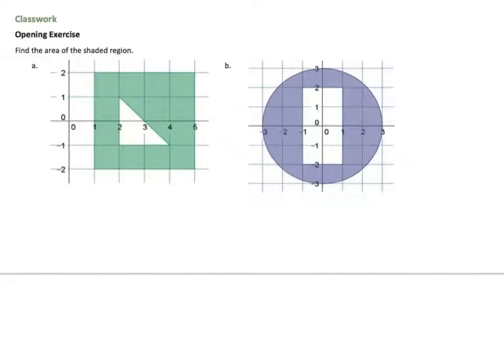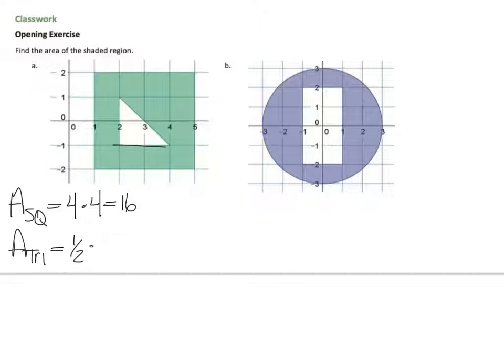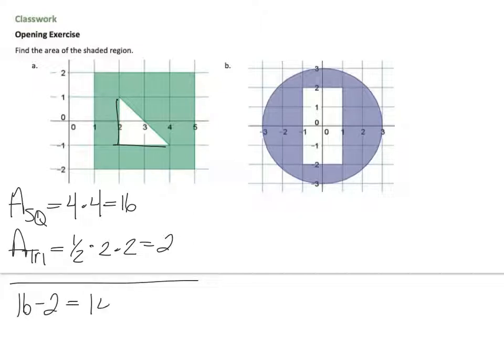Find the area of the shaded region. For the example on the left, the shaded region would be the area of the square minus the area of the triangle. The area of the square is 4 times 4, length times width, which is 16, and then the area of the triangle would be 1/2 base, which is 2, times height, which is also 2. 2 times 2 is 4, divided by 2 is 2. So if you subtract those, you get the area of the shaded region, which is 14 units squared.